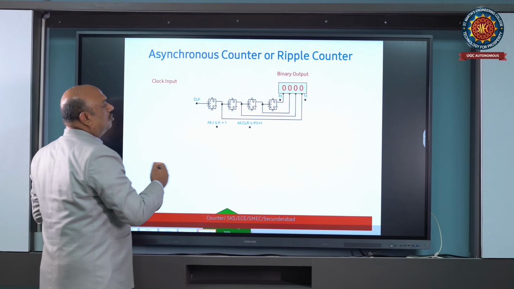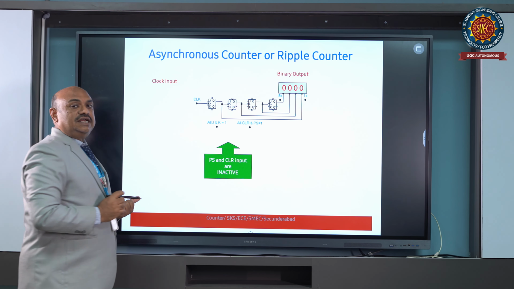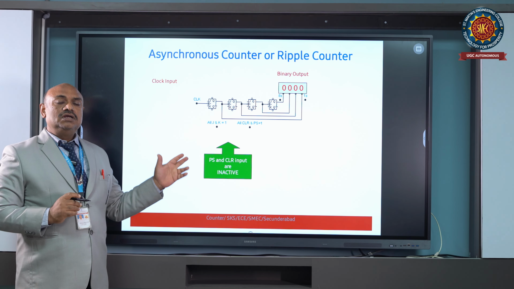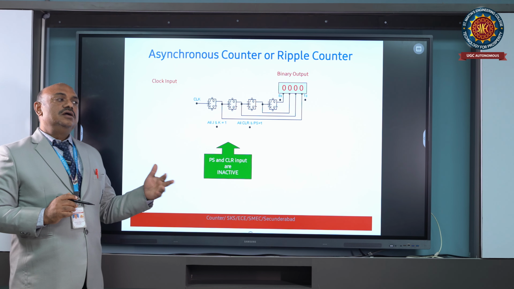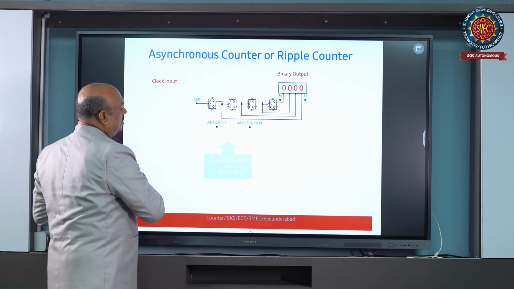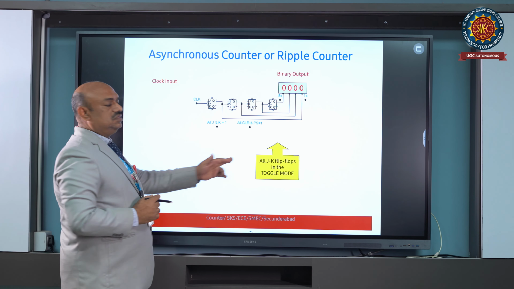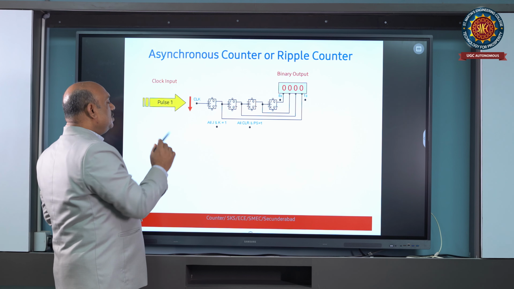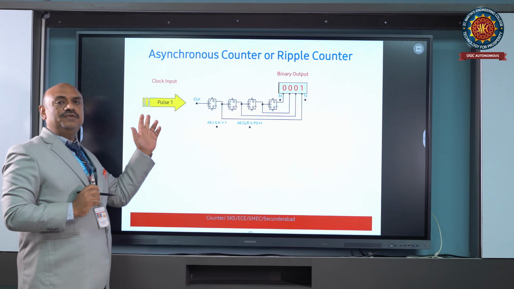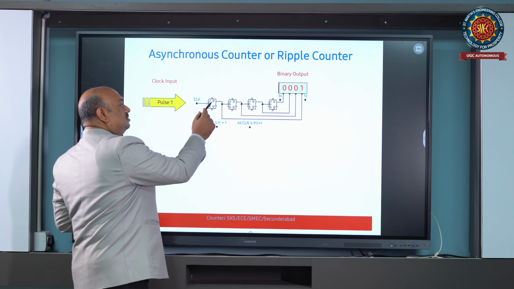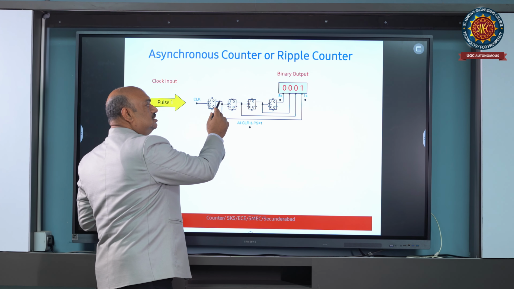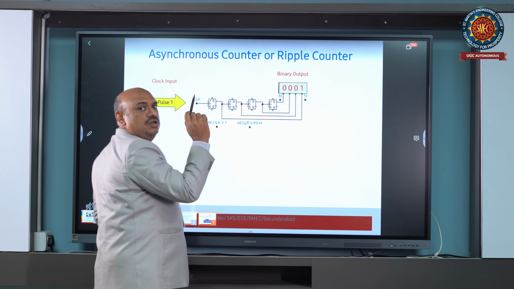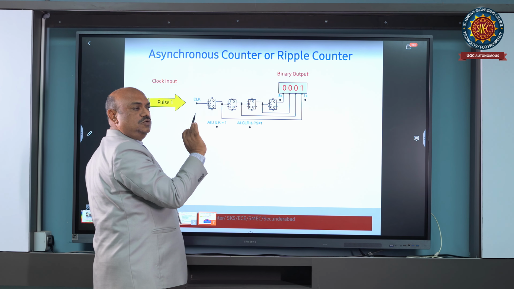In this circuit, preset and clear are inactive now. They will be used for designing the modulus of the counter. Now you are seeing here all the J and K are in toggle mode. We have given pulse 1. When you give pulse 1, this was 0 before, the 0 will become 1 now. All others are 0, 0, 0.